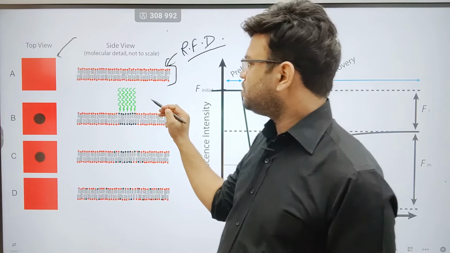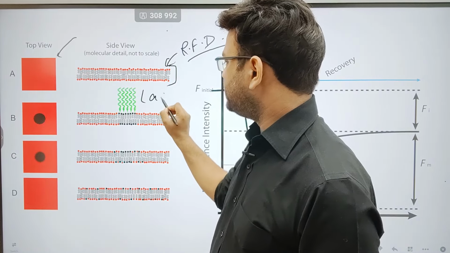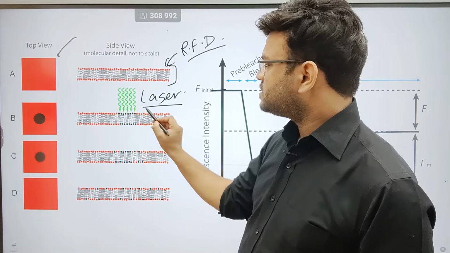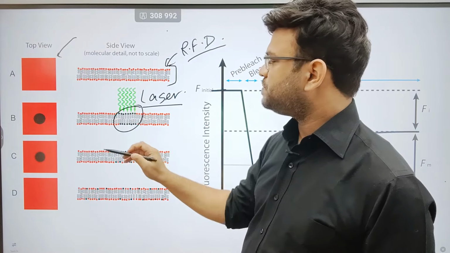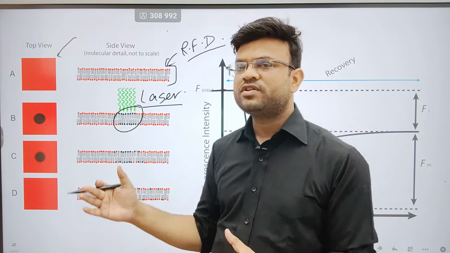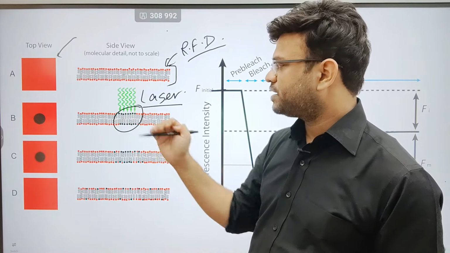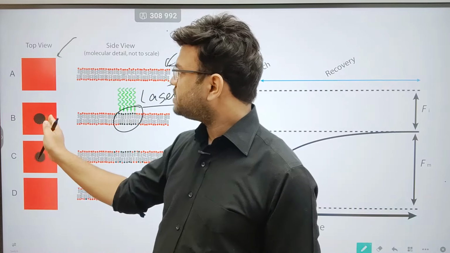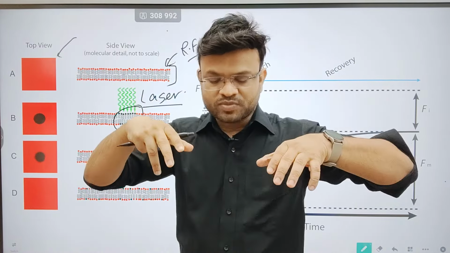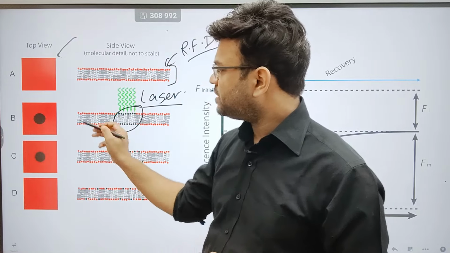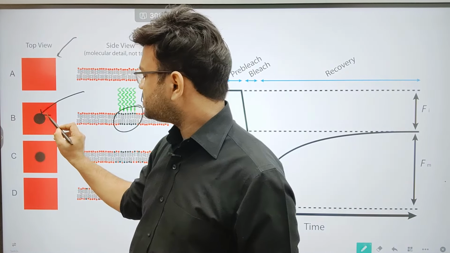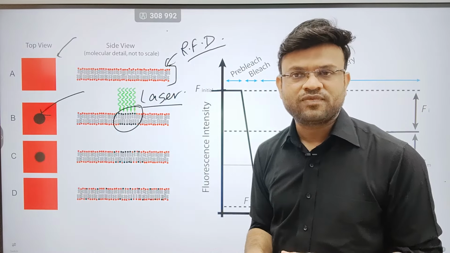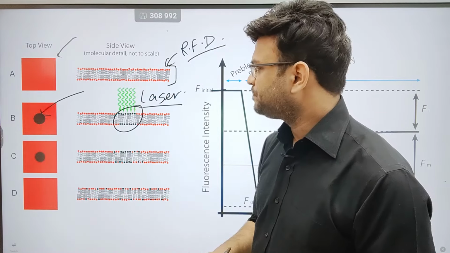Okay, now what we do is we suddenly use a laser. When you use the laser, this is the side view, remember, a certain portion of these phospholipids will lose their fluorescence. They have now become black. That means they have lost their fluorescence. When you convert this into the top view, if you are observing from the top, this portion refers to the phospholipids that have lost their fluorescence because of the laser.